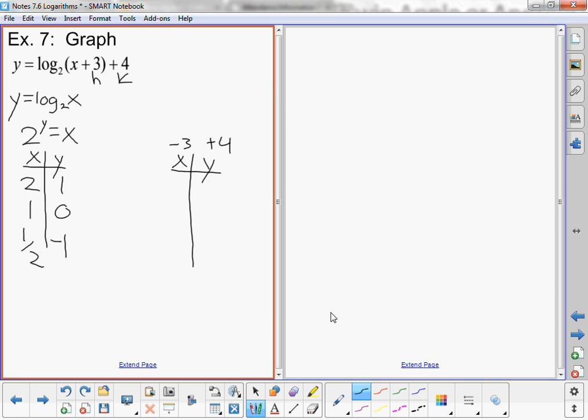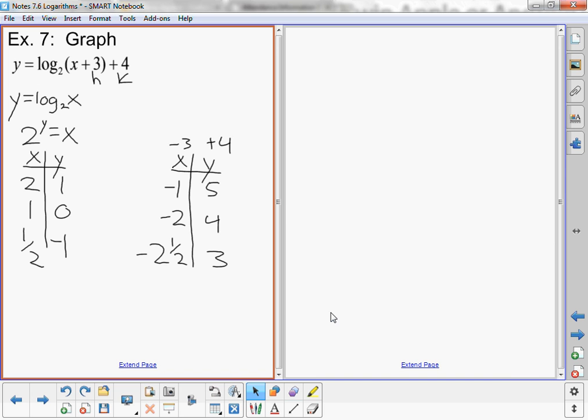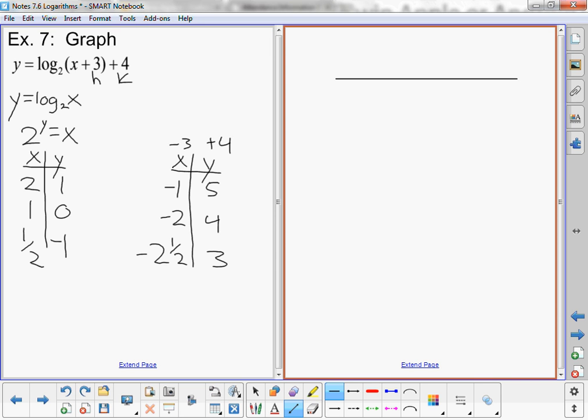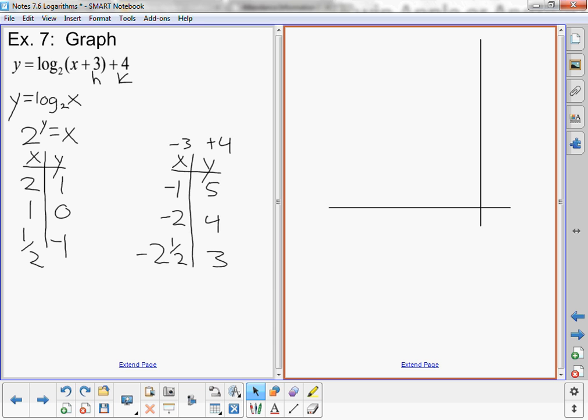Now we're going to subtract 3 from those x values. So 2 minus 3 is a -1. 1 minus 3 is a -2. 1/2 minus 3 is -2.5. Okay, add 4 to the y values. That'll be a 5, a 4, and a 3. Okay, so yeah, that looks good. It looks like our x values are all negative, so I'm going to make this side bigger. Y values are all positive. There you go.